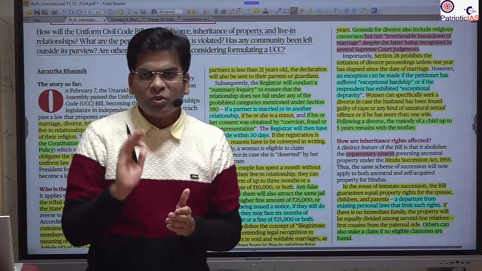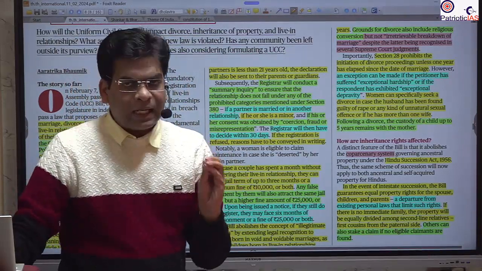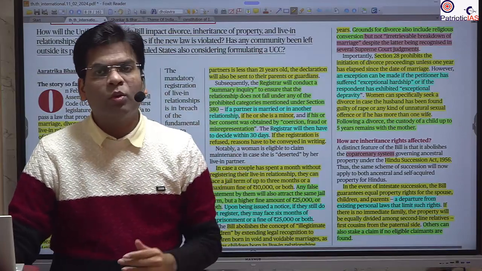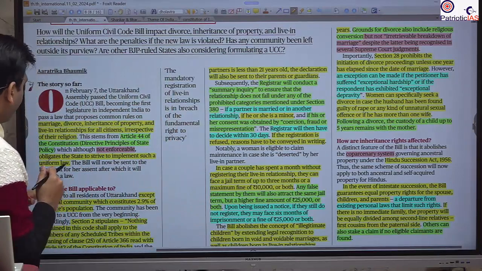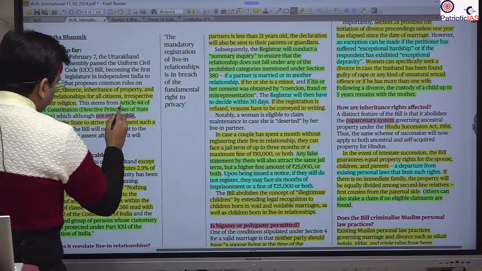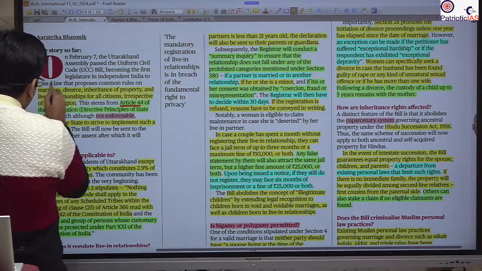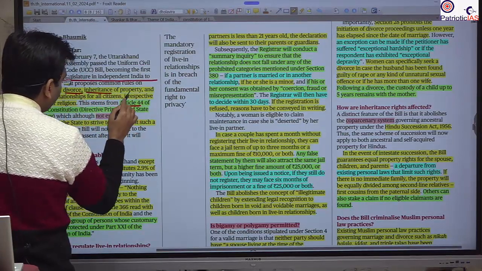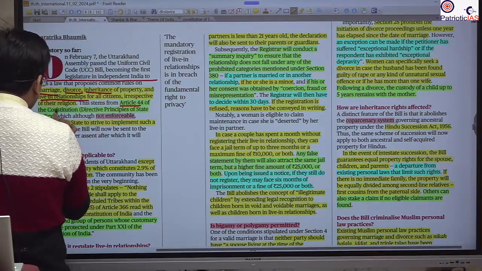Okay. You should know that the Portuguese ruled India from 1505 to 1961, nearly 450 years, two times more than the British. So please remember that. This is a historical fact. Okay. So to bring in Article 44, Uttarakhand has brought this. We already know there are a lot of positive, progressive rules with respect to marriage, divorce, inheritance of property, and live-in relationships for all citizens irrespective of their religion.